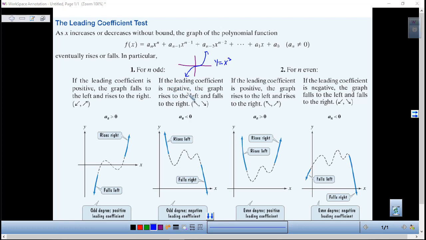Now, what about when the leading coefficient is negative? Well, it's just as easy. You just want to think about when y equals negative x cubed. Well, what does the negative do to the graph? It flips it over. It reflects it across the x-axis. So where you did go off to negative infinity there, you're now going to go off to positive infinity. And over here where you went off to positive infinity, you're going to go to negative infinity. So the green line here is negative x cubed, and that is what you need to think of when you have n being odd and the leading coefficient is negative.